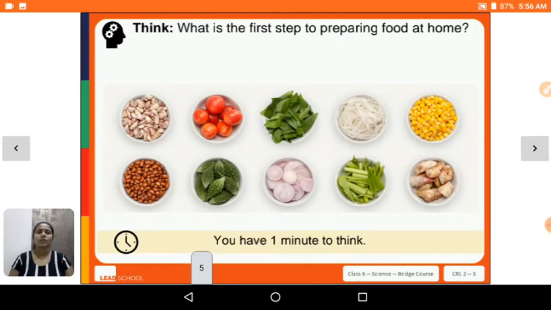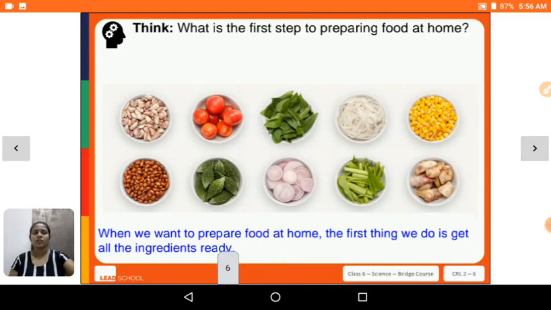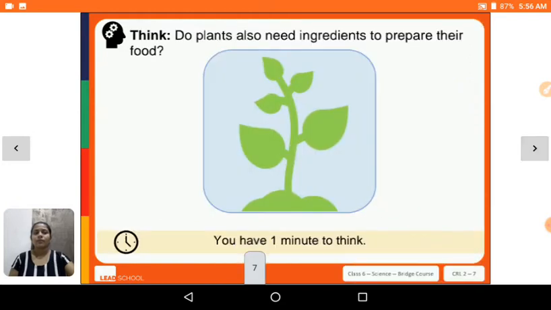So what is the first step to prepare food at home? If we need to prepare food, what is the first step we do? If we want to prepare food at home, we first gather all the ingredients, make them ready, and then we make the food, right? Do plants also need ingredients to prepare their food?